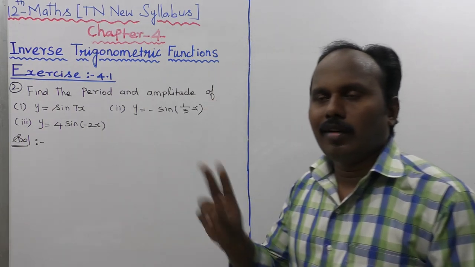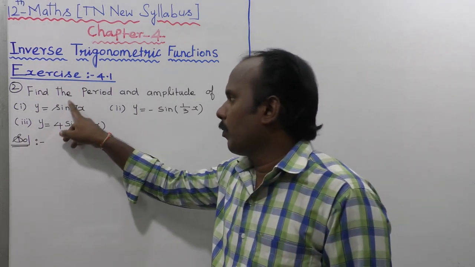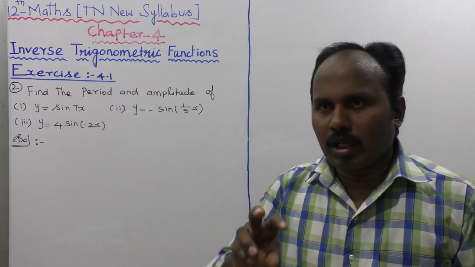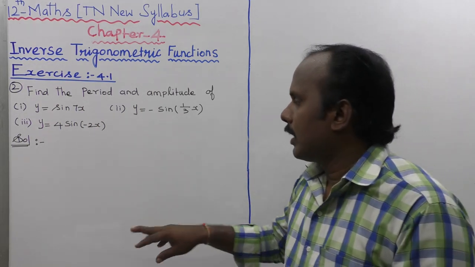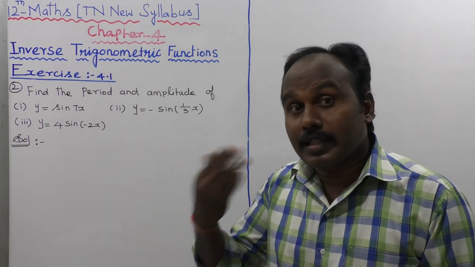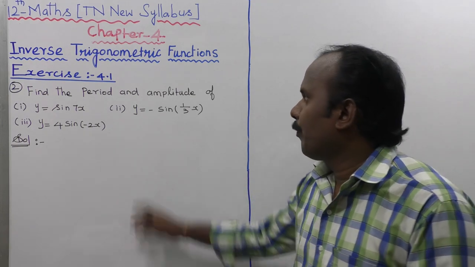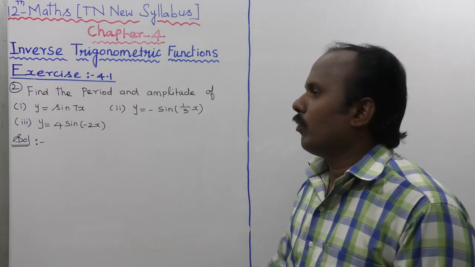One is the graphical method. In the graphical method, we can solve using the y is equal to sine x graph and reach it for 7x. This is the first method. Second method, we have the formula from the second exercise, with which we find out the period and amplitude.